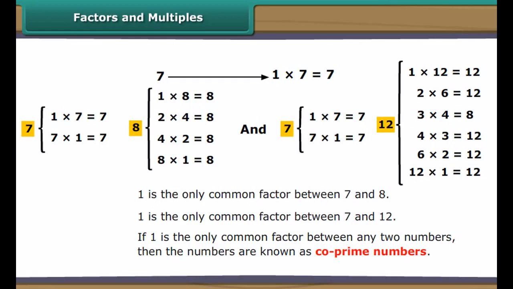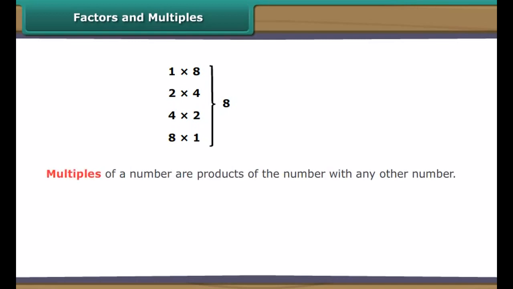In the example, we described the patterns numerically as 1 into 8, 2 into 4, 4 into 2, 8 into 1. Each of these expressions yields 8 as the product. Therefore, 8 is the multiple of 1, 2, 4 and 8. Multiples of a number.